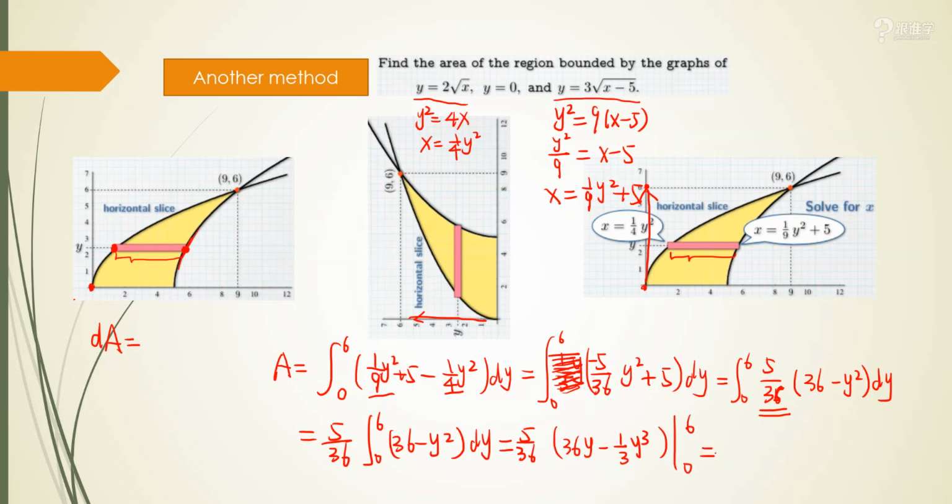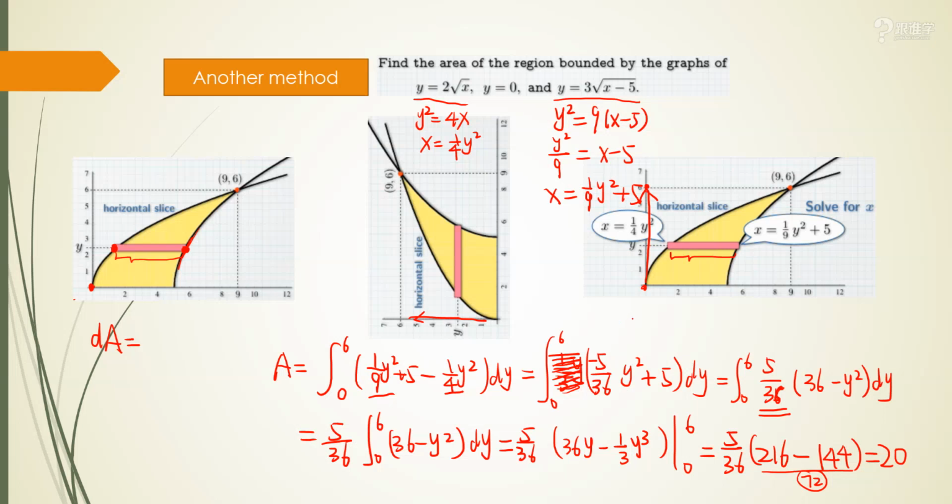Then finally, we have the value at y equals 6 for the antiderivative, which is 216 minus 144, and this is going to be 72. So the final answer is 20. So that is the exact area of the yellow region.